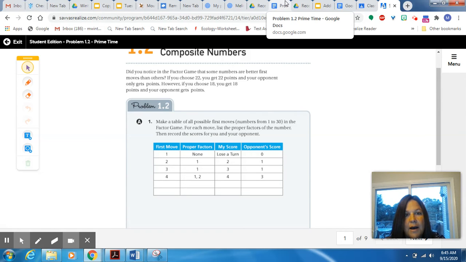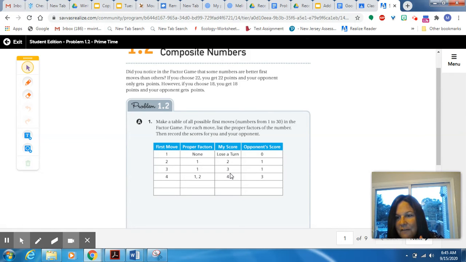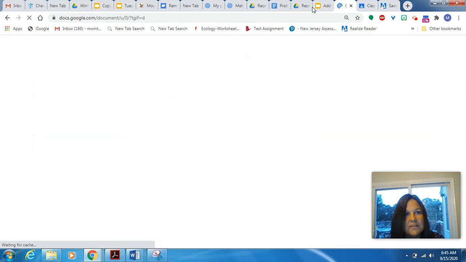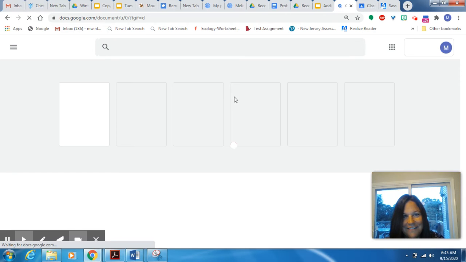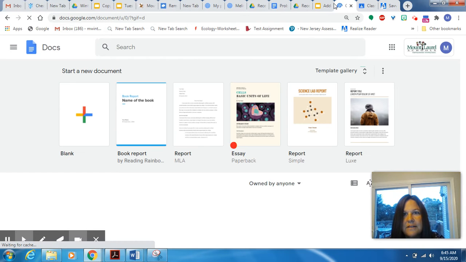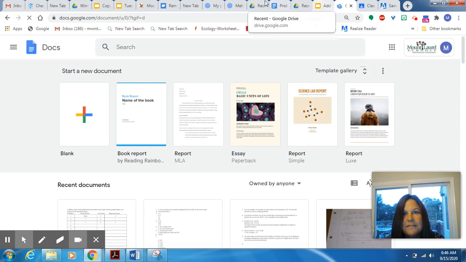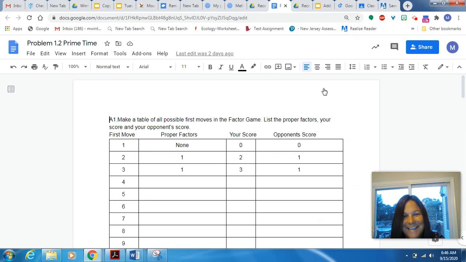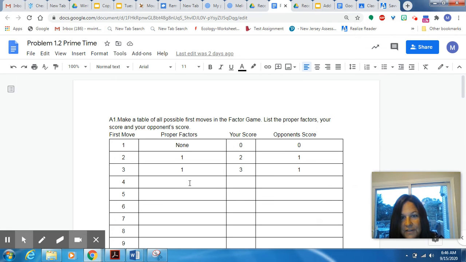Okay, so what you're going to do is to make this table. I've already created one for you on a Google Doc. So that actually is right here. It's posted, of course, in Google Classroom. So all you're going to have to do is fill it out. Oh, did I click on the wrong one? I sure did. There we go. So I created this table for you, and all you need to do is fill it in.